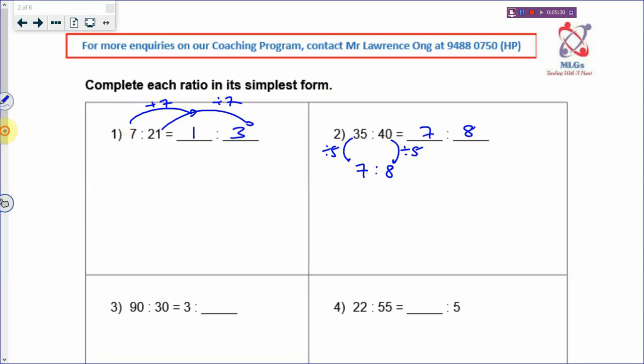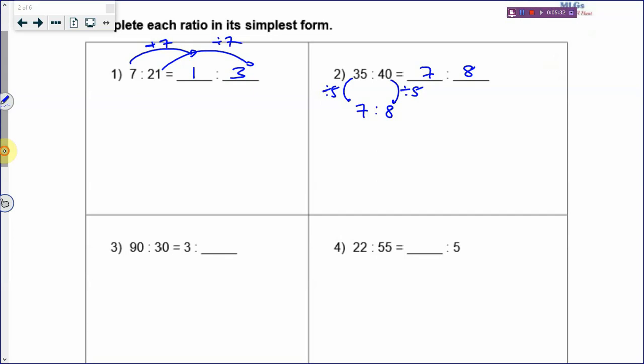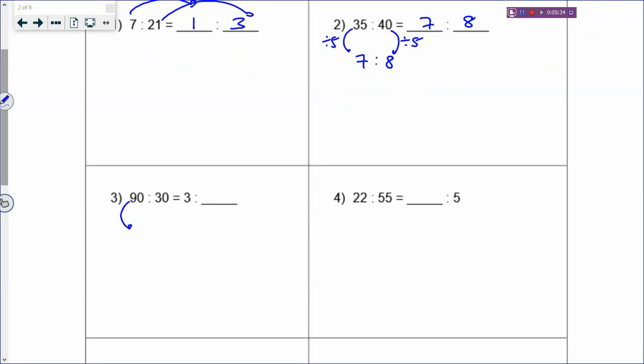How about 90 is to 30? Now 90 is to 30. Same thing, I draw downwards. I can divide by 10 first, and I will get 9 is to 3. And then downwards again, I divide by 3, and the other side also must do the same thing. I get 3 is to 1. So what is the missing blank? 3 is to 1. So the blank is 1.